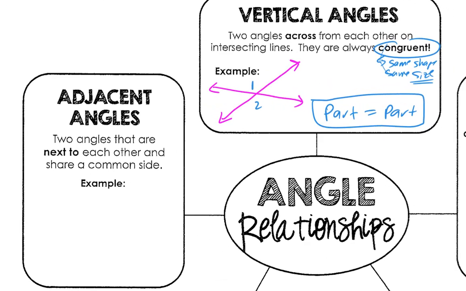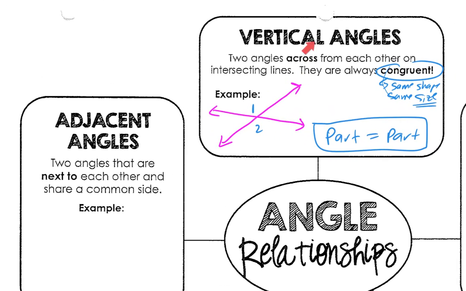All right, next, adjacent angles. So if these are vertical angles, let's draw adjacent. Two angles that are next to each other and share a common side. Say I had an angle like this. If I say that's angle 1, and I have another angle that shares a common side, imagine I share this side, I'm going to draw that and put an angle there, that's 2. These share this common side right over here. So these are adjacent angles.